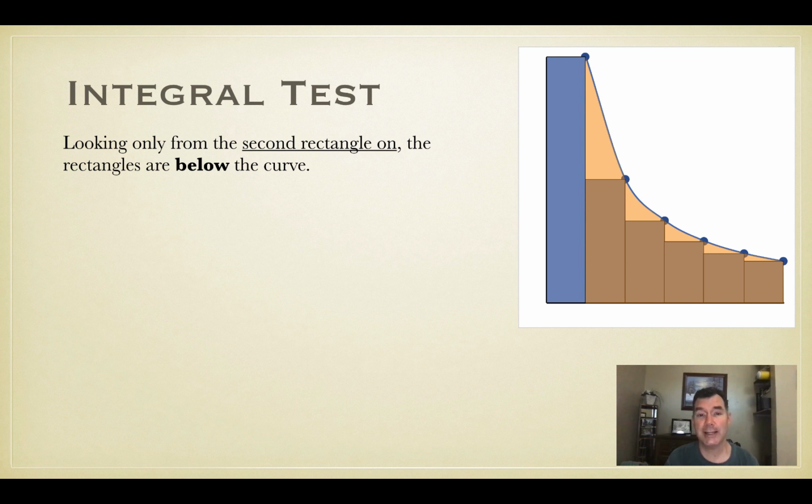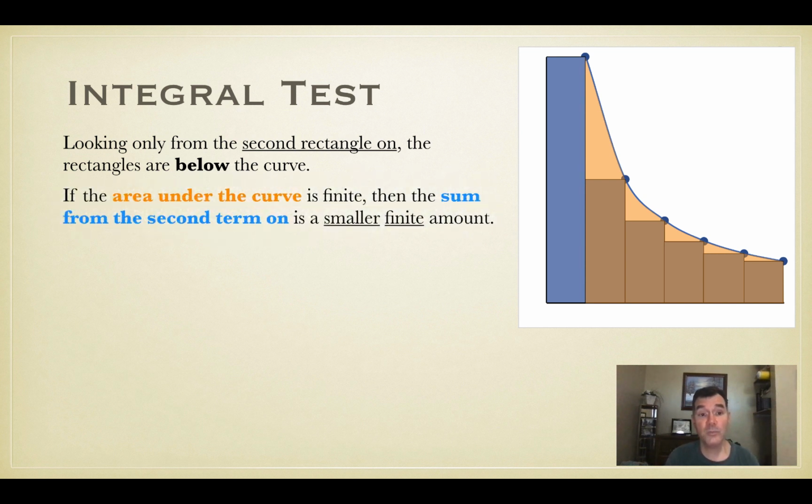If I just look at the second rectangle, the third rectangle, and so on, and I ignore the first rectangle, the sum of those rectangles is the sum of the series, and that is clearly going to be less than the area under the curve. So if the area under the curve is a finite number, then the sum of those rectangles, ignoring the first one, is going to be a finite number as well. And in fact, it's going to be smaller than the area under the curve.